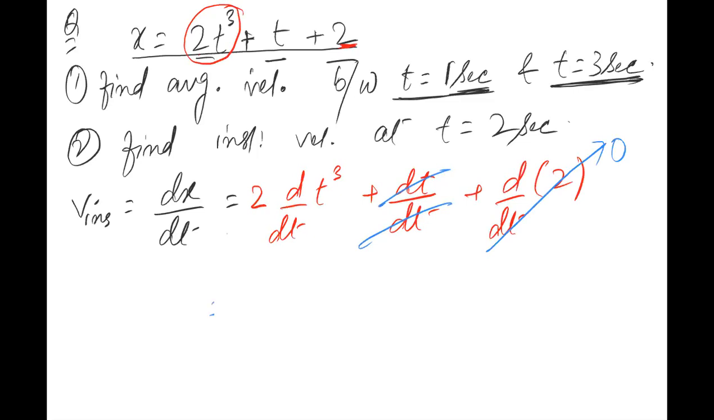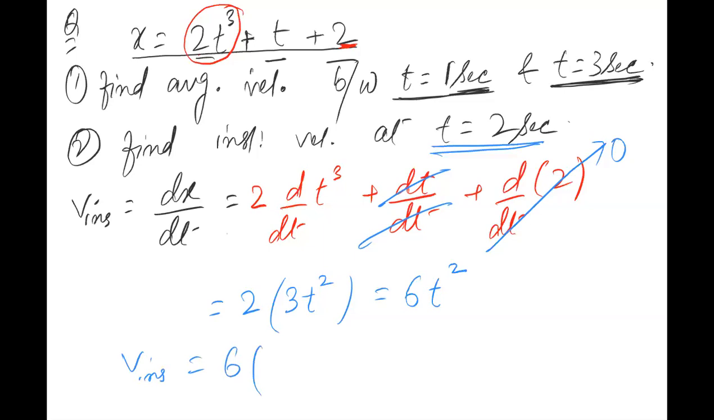So what is left? This will be equal to 2 times t cube differentiated. Differentiation of t cube is 3t squared, that becomes 6t squared. This is the equation. Now putting the value, 6 multiplied by t squared. At what time do we have to find the instantaneous value? At t equal to 2 seconds. So t squared would be 4, and the answer is 24 meter per second. Did you get this or not?